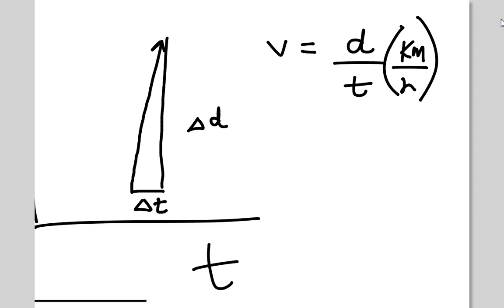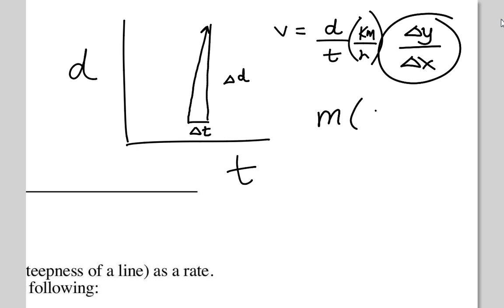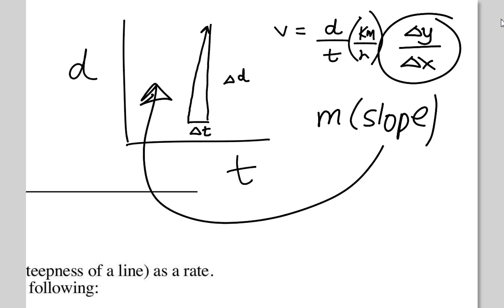D over T. What is the D? It is delta y. What is the T? It is delta x. If you can remember that, you'll never forget slope. Just think kilometers per hour, delta y over delta x. I can do this. The slope of a dt graph is just the speed. So m they use for slope. So slope for a dt graph, they call it speed. What about slope for a VT graph?